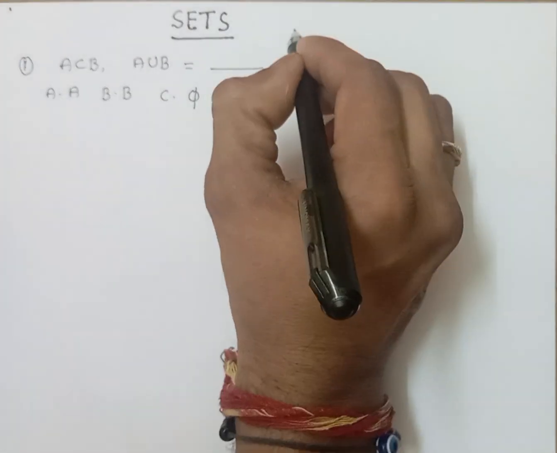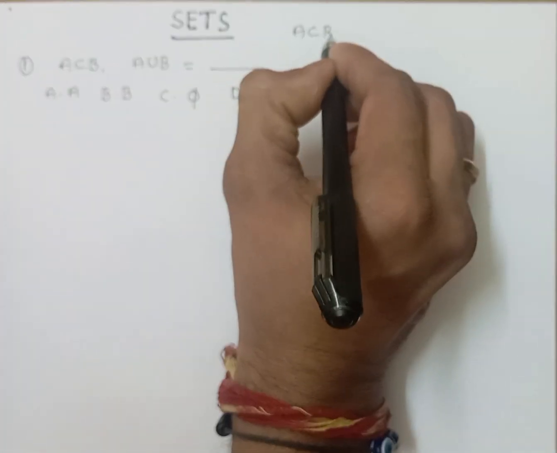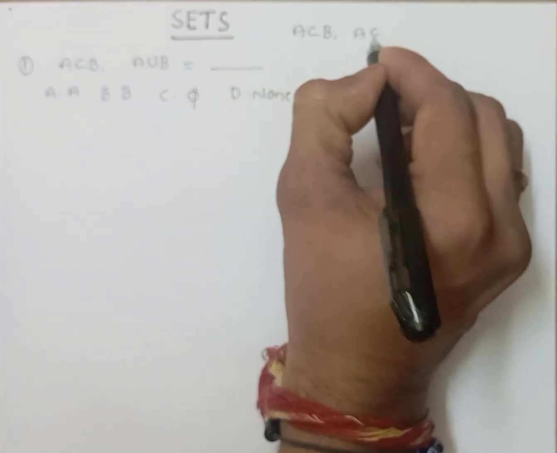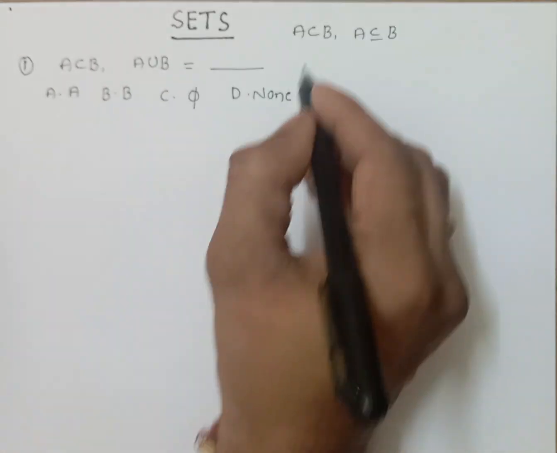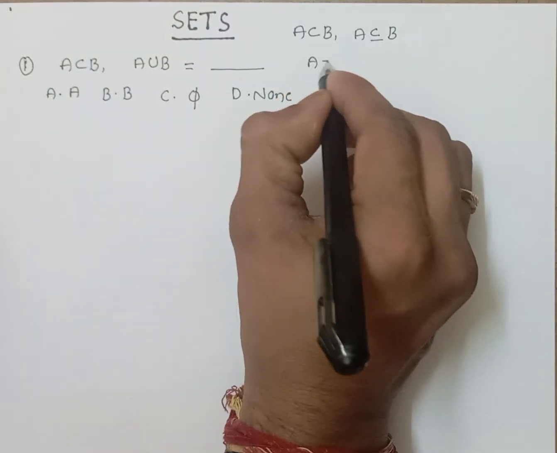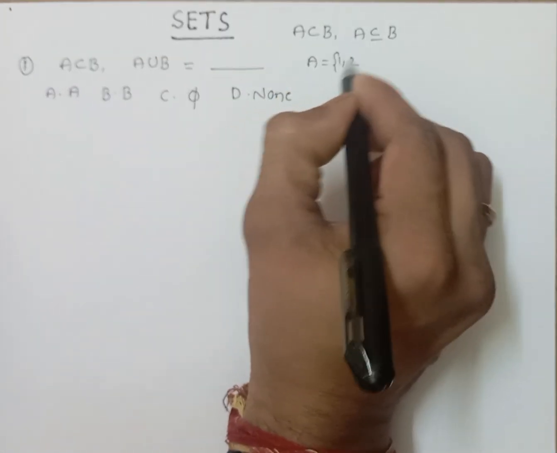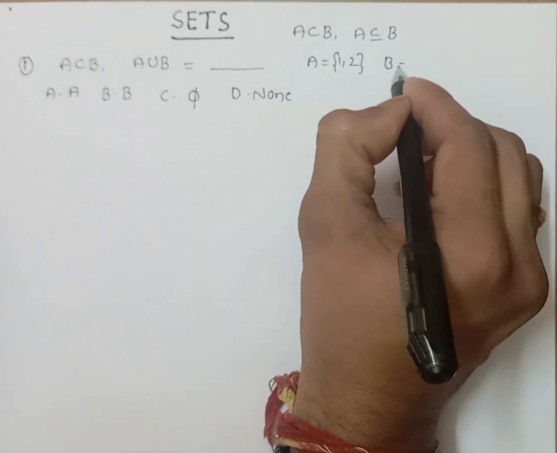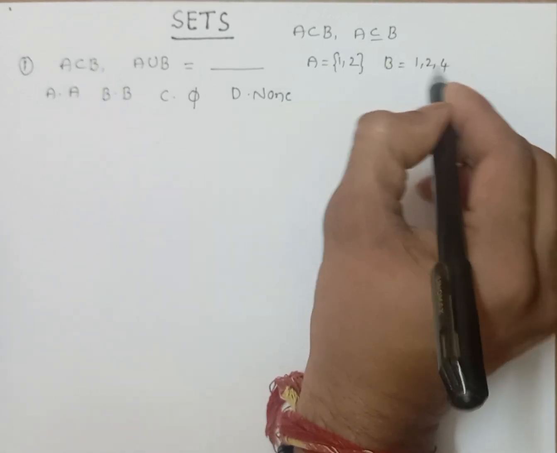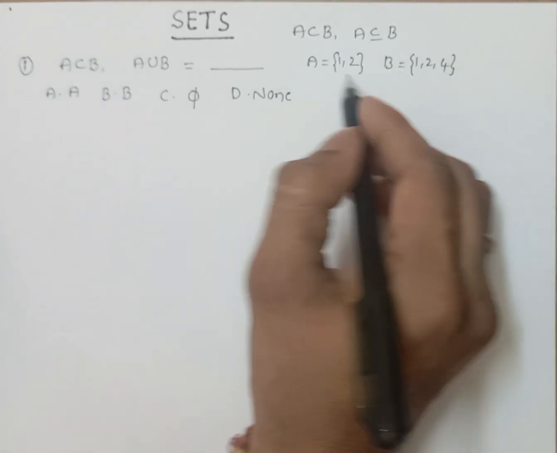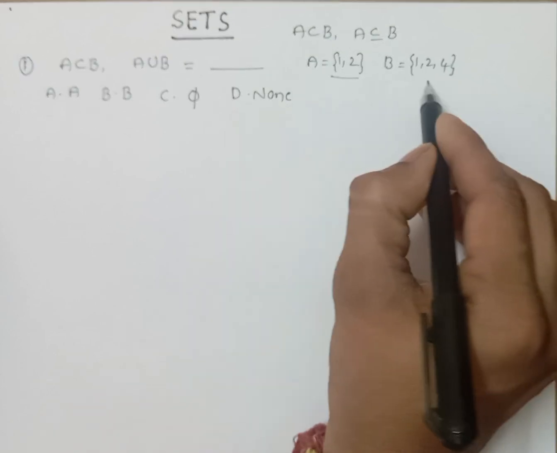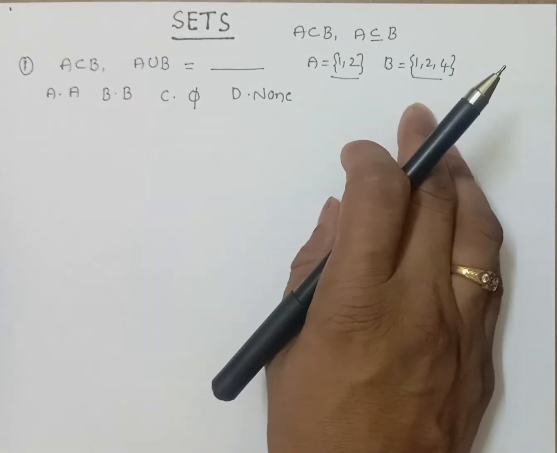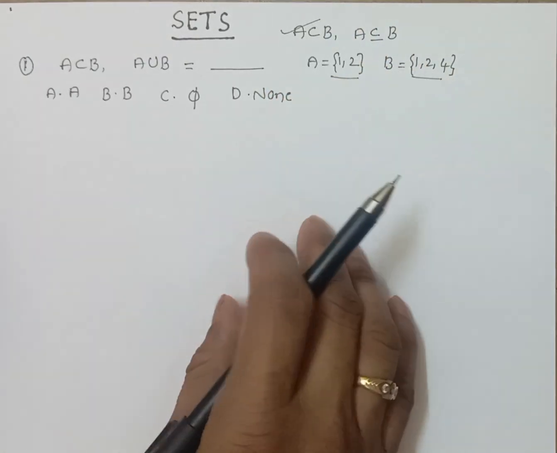See, A subset B and A subset or equal to B are both different. If I say A subset B, for example, I take A equals {1, 2} and B equals {1, 2, 4} or {1, 2, 3}, whatever you can take. All the elements of A are there in B, and B has some extra elements. This is suitable for A subset B.